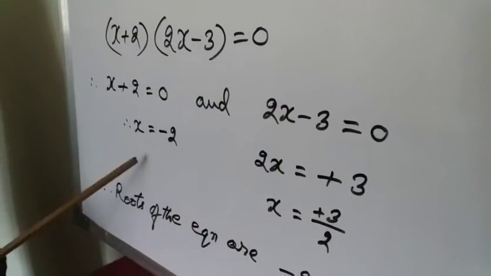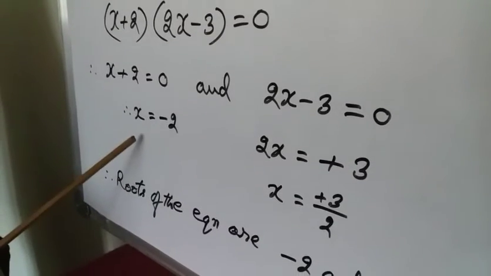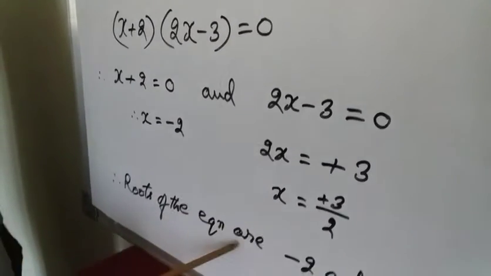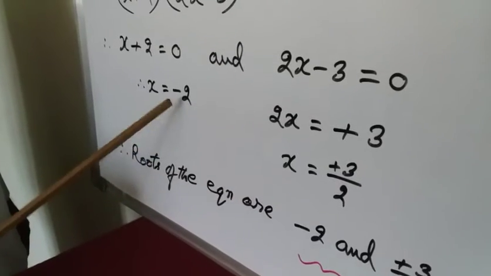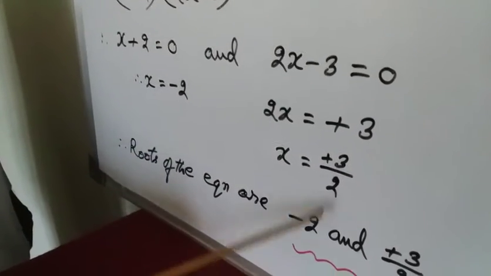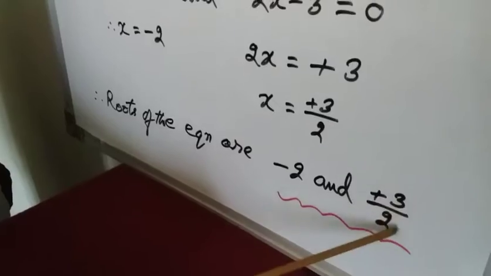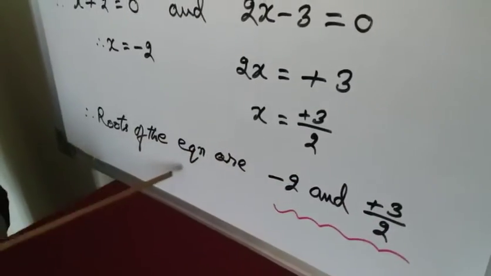Therefore, the roots of the equation, that means the values of x, are minus 2 and plus 3 by 2. These are the two roots of the equation.